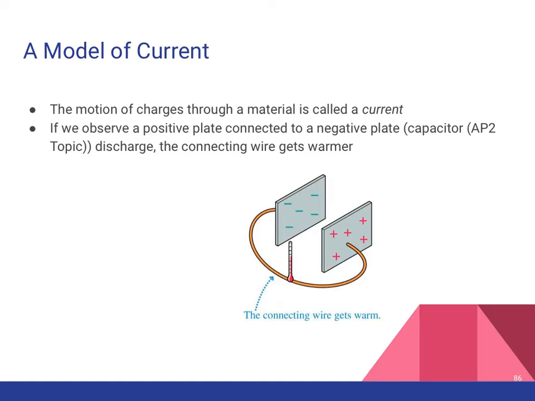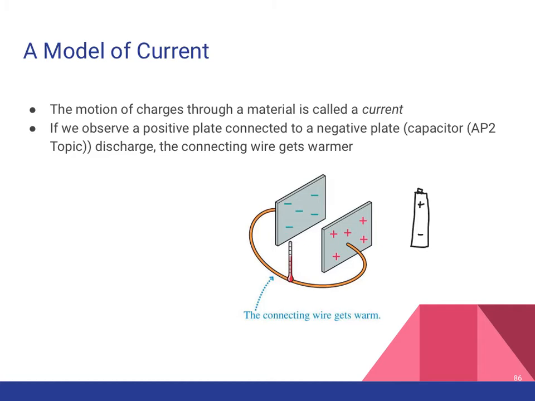So here I have what's a parallel plate capacitor. It's an AP2 topic, but you can think of it just like a battery. Now, if I look at a battery, if I were to draw it, there is a positive end of the battery and there's a negative end of the battery. And that's what allows electrons to flow, or allows charge, I should say, to flow.